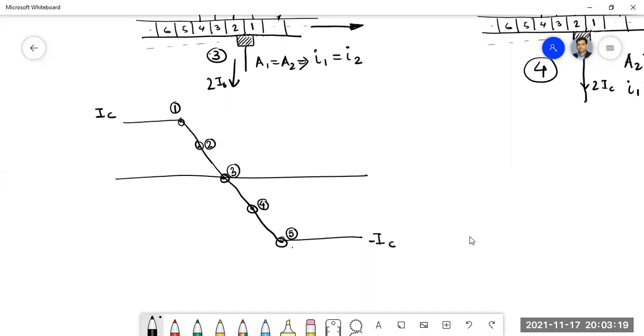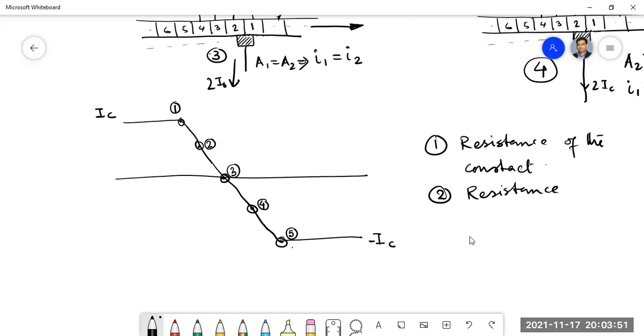You just write down the factors. The first factor is the resistance of the contacts. The next one is the resistance of the coil undergoing commutation.